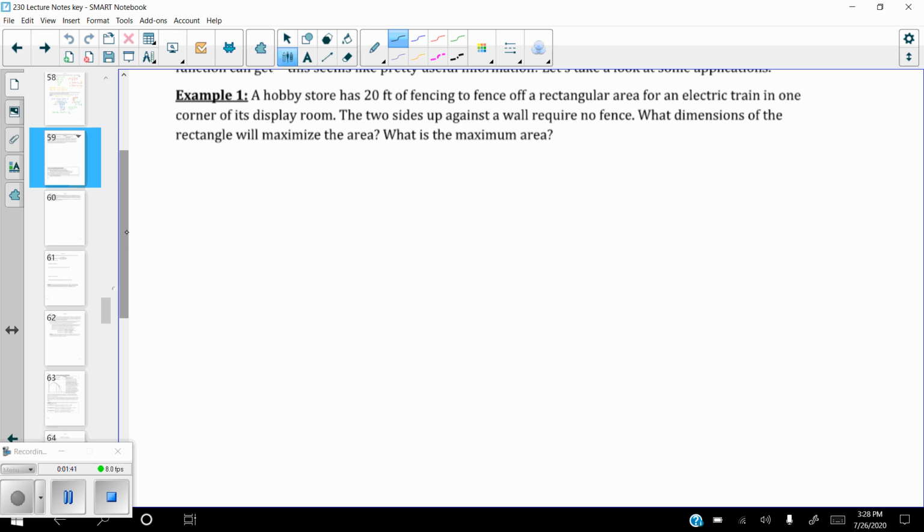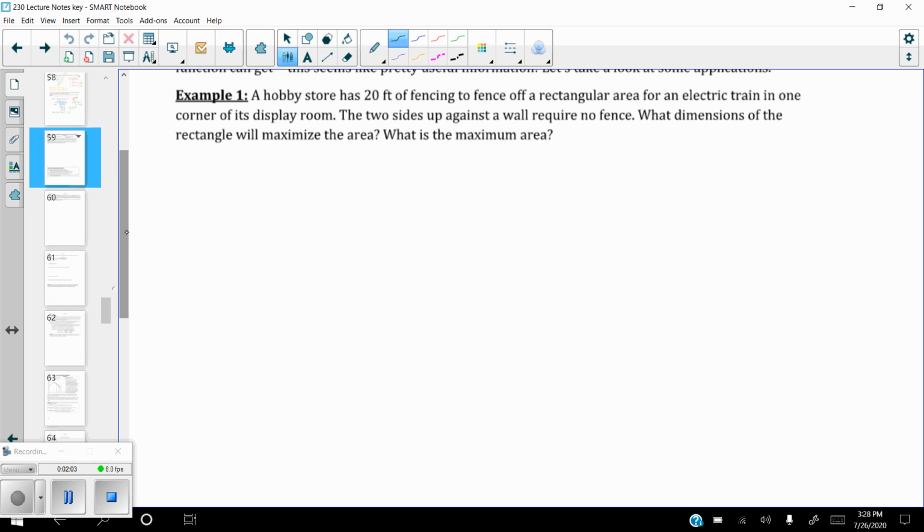All right, example one. A hobby store has 20 feet of fencing to fence off a rectangular area for an electric train in one corner of its display room. The two sides up against the wall require no fence. What dimensions of the rectangle will maximize the area? And then what is the maximum area?